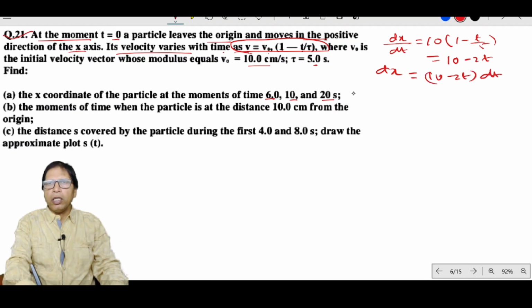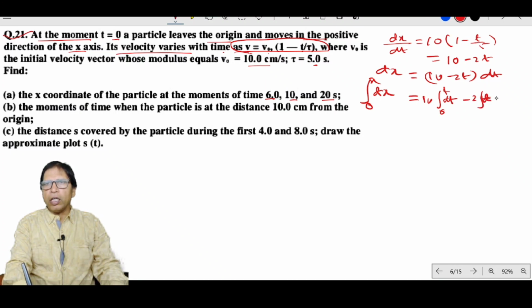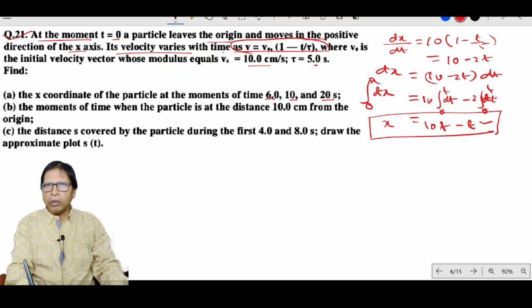Now integrating, dx from 0 to x equals 10 times the integral of dt from 0 to t, minus 2 times the integral of t dt from 0 to t. Therefore, we get 10t minus t square, and this is equal to x. So this is the equation of displacement of the particle in time t.